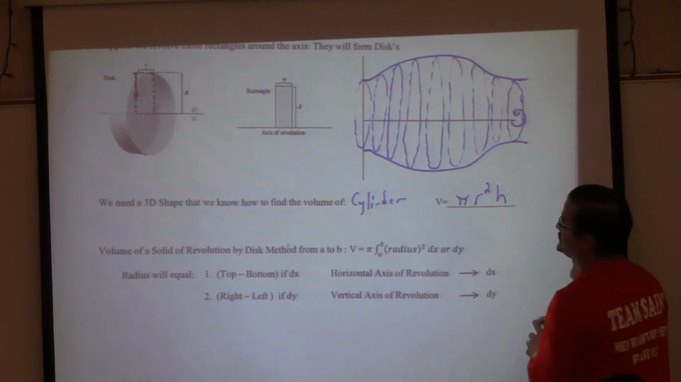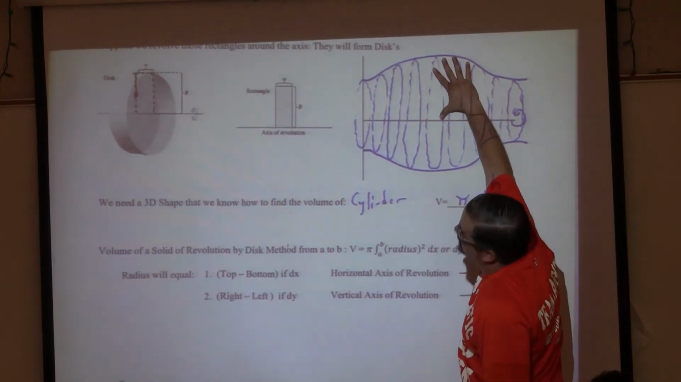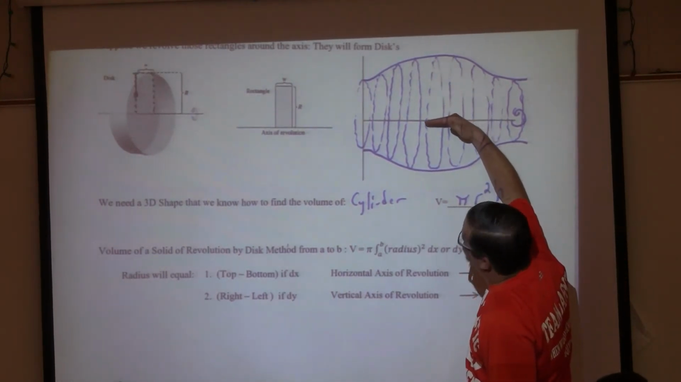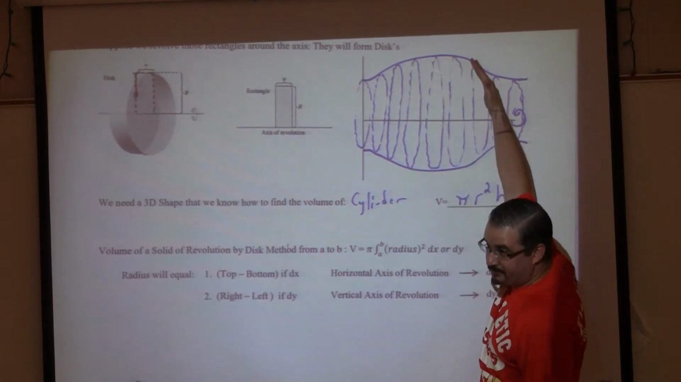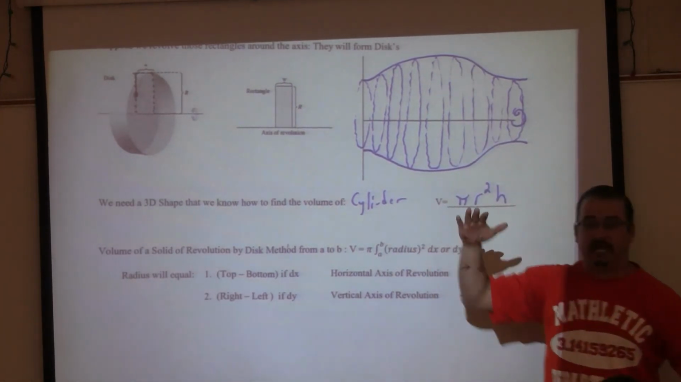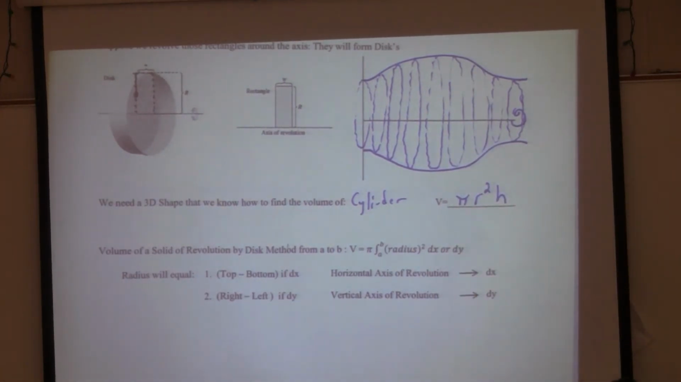The radius, we said we had to calculate it, right? The radius is going to be from the axis to the curve, and that's going to change. So to find the radius, you're going to have to know whether I'm doing top minus bottom or right minus left, depending on what axis I'm rotating about.